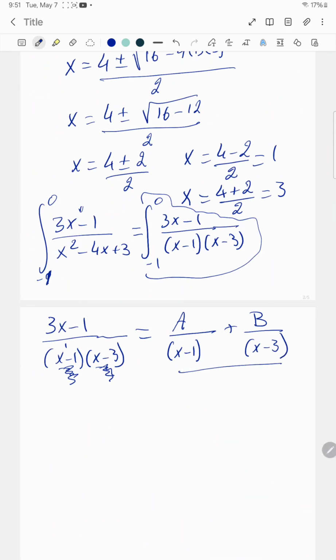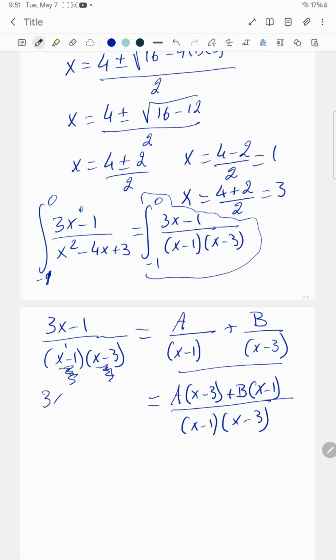So let's work on this part of my equation. This is equal to A over x minus 1 plus B over x minus 3. I want a common denominator, which is x minus 1 times x minus 3, and my numerator becomes A times x minus 3 plus B times x minus 1. It's like addition of two fractions. So this is 3x minus 1 divided by x minus 1, x minus 3. Since the denominators are the same, I can take them out.